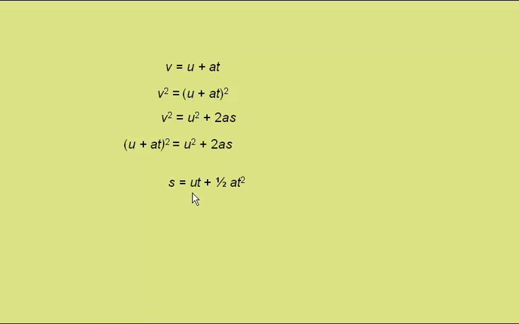Back to equation 1, and I'm going to square both sides, giving me a term for V squared, which I can place into equation 3 in place of this V squared, to give U plus AT squared is equal to U squared plus 2AS. Rearranging gives me S equals UT plus a half AT squared, which is equation 4.